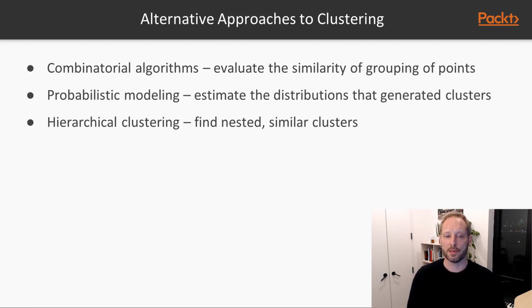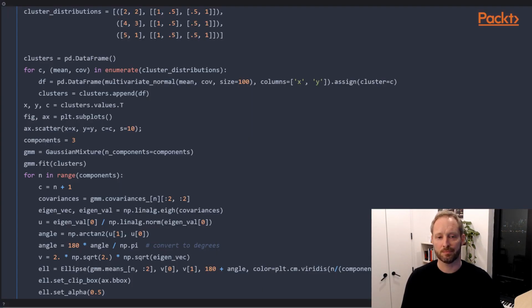Another approach is probabilistic modeling. This is based on the idea that we have distributions that generated the original clusters, similar to the make blobs function that we saw before, that draws data points from different multivariate normal distributions, and then we can estimate which distributions are likely behind these data. So what is the data generating process? An example of this would look like this.